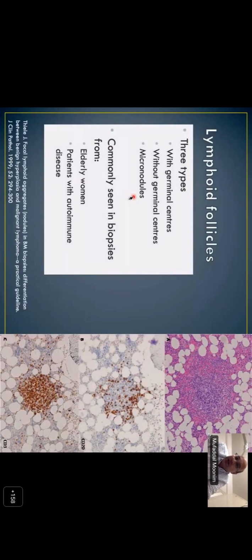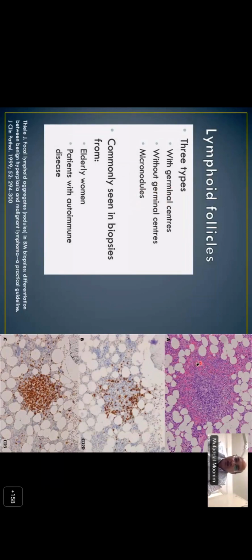In addition to singly scattered lymphocytes in the bone marrow, you may also get lymphoid follicle aggregates within the bone marrow as part of a normal bone marrow. And there are 3 main types of these lymphoid aggregates. Those with germinal centers, which are extremely rare, those without germinal centers, which are very, very common, and micronodules. Let's try and see what these look like.